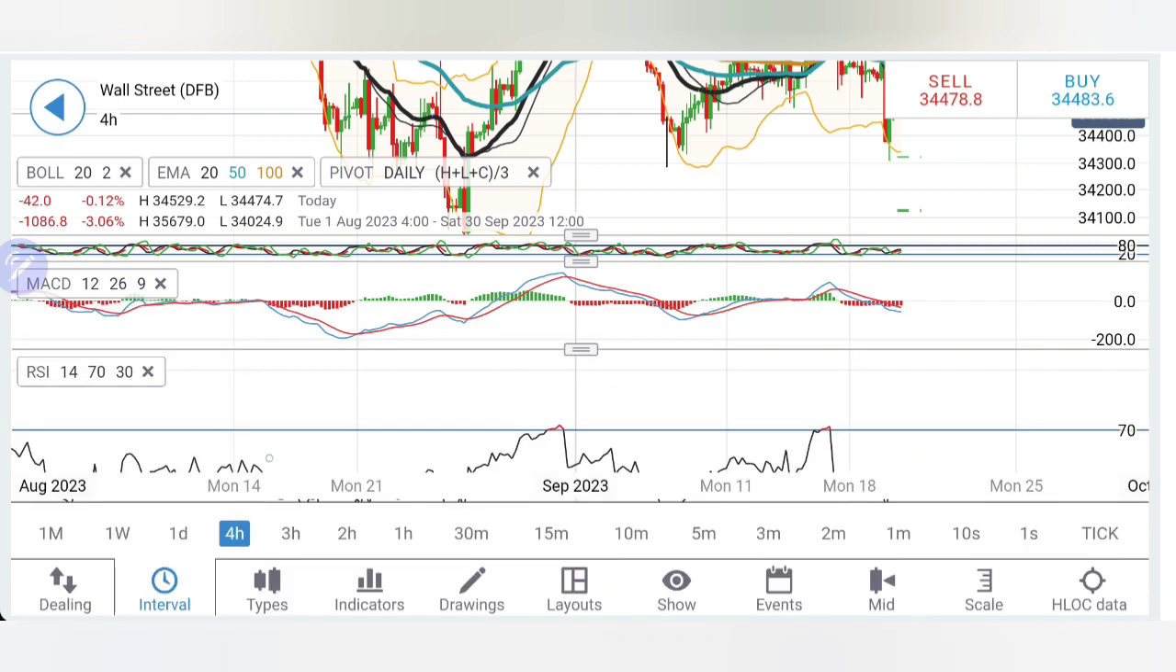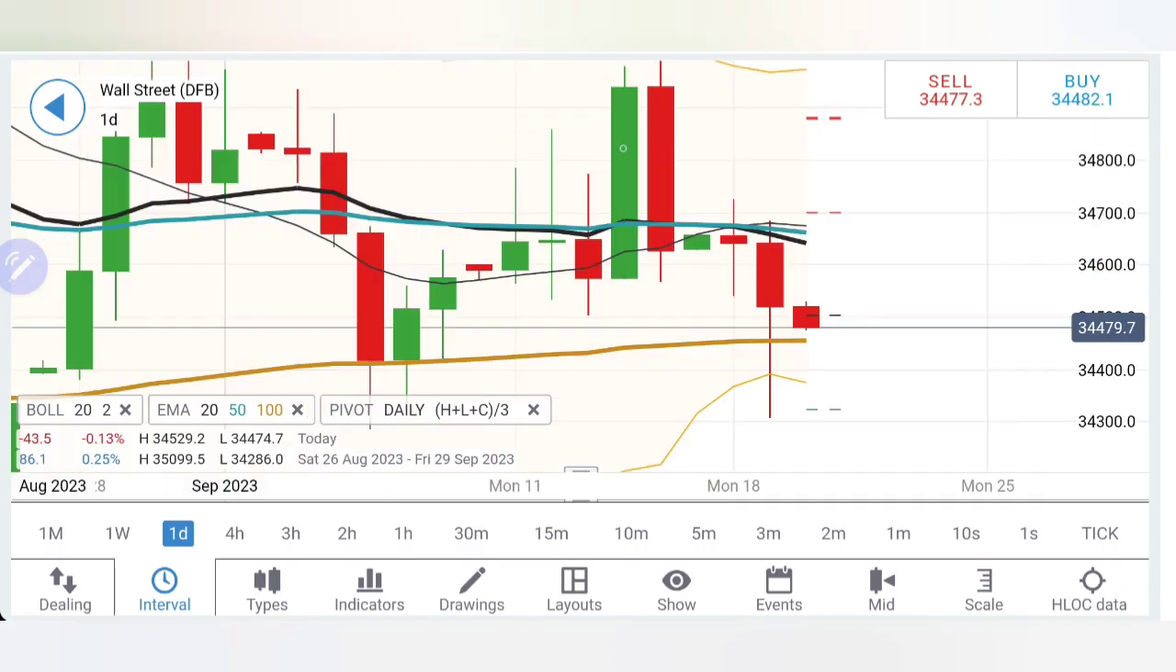RSI is flat. Coming to the daily charts, lower highs are suggestive that 34,600, 650 can also be achieved, but the only reversal confirmation is if prices stay above 34,700. This is very clear here. If you look at yesterday's movement, it has reached past the bottom of the Bollinger Bands.